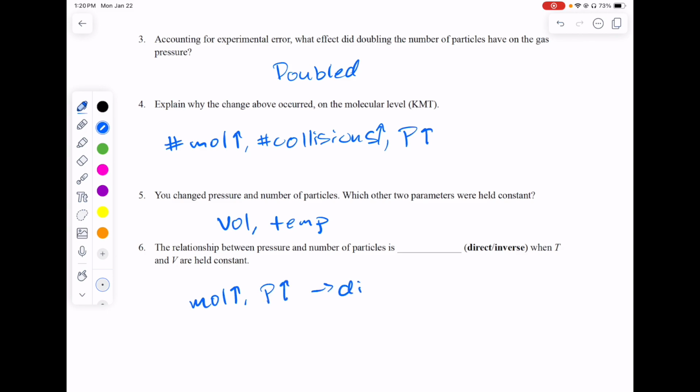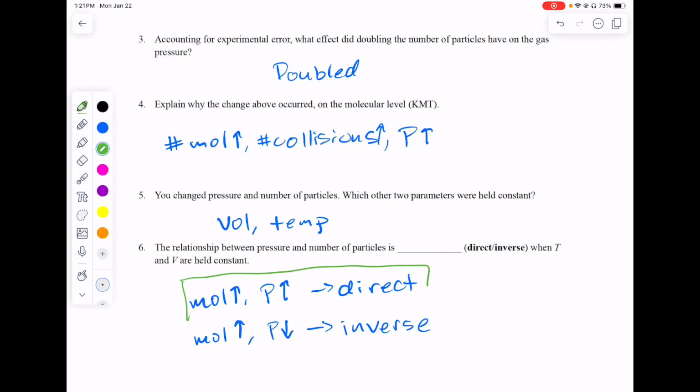This is a direct relationship. If the moles increased and the pressure decreased, that would be an inverse relationship. Because the moles increased and the pressure increases, that was a direct relationship, not an inverse relationship. So this is direct.